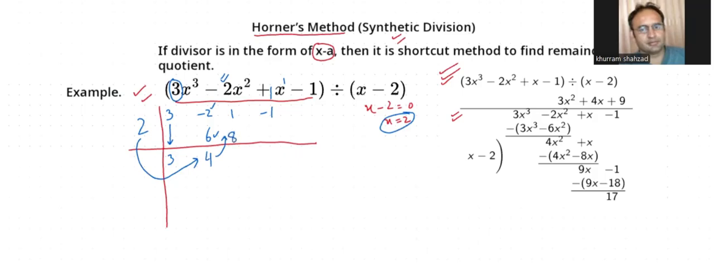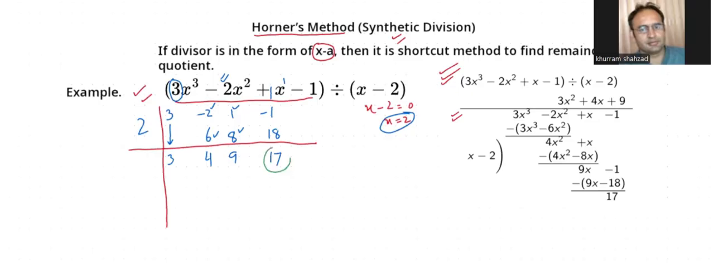Next, what will we do? We will add this 1 and this 8. Now, this is equal to 9. So now what next? I will multiply this 2 with this 9, and I will write the result here under negative 1. So 2 times 9 is 18, I will write here this 18. Now we will add this negative 1 and plus 18, which is equal to 17. So the last number here, 17, is actually the remainder.